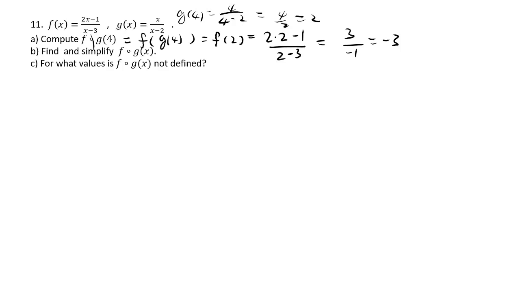Okay, find and simplify f circle g of x. In other words, you're looking for f parenthesis g of x. That's what this means. And since g of x is x over x minus 2, we're looking for f of x over x minus 2.